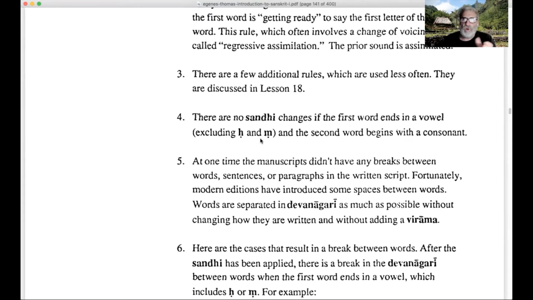There are a few additional rules which are used less often. They'll be discussed in lesson 18. So don't worry, it's a long way off, another 8 lessons. So we don't have to worry about any more rules until then. And these are all exceptions and very small rules, maybe some optional rules also. Sometimes there are optional rules.